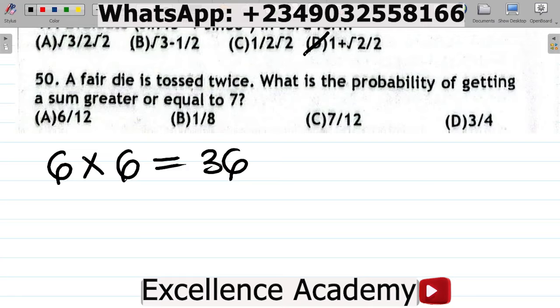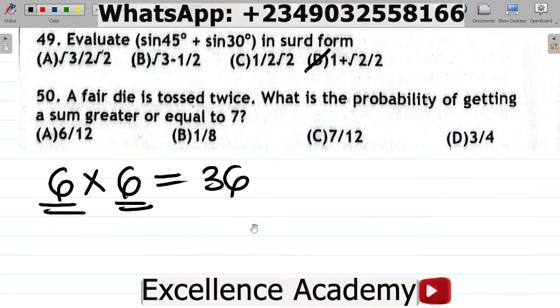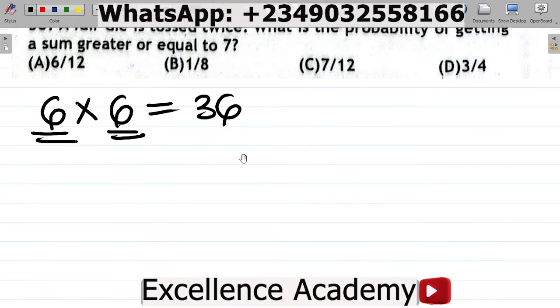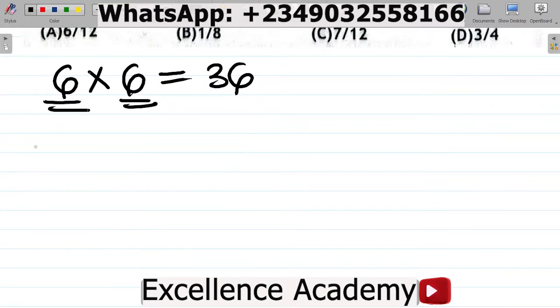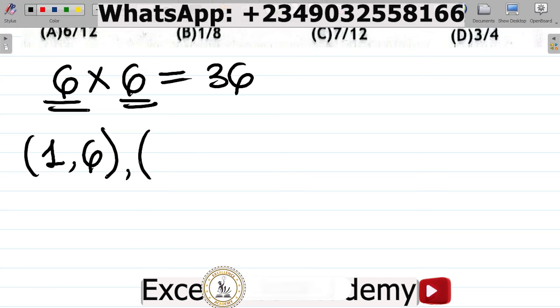All right. So if I toss it the first time and I get 6, and I toss it a second time and get 6, that means the total outcome becomes 36. Now, that's the first thing you have to note. Next up, we'll look at how many possible combinations can give us 7 or something greater or equal to 7. Let's start with 1. If I toss 1 the first time and toss 6, 1 plus 6 gives you 7. So this is the first one there. Of course, 6 is the maximum. I can't go more than this.